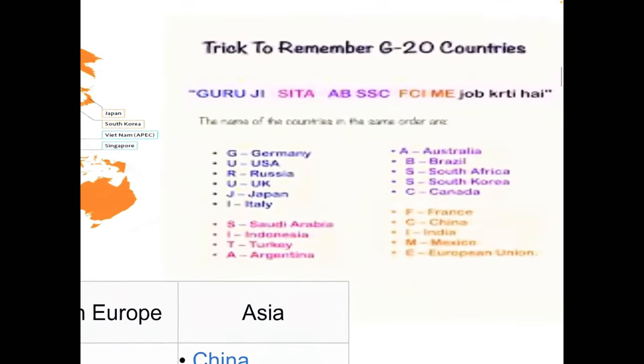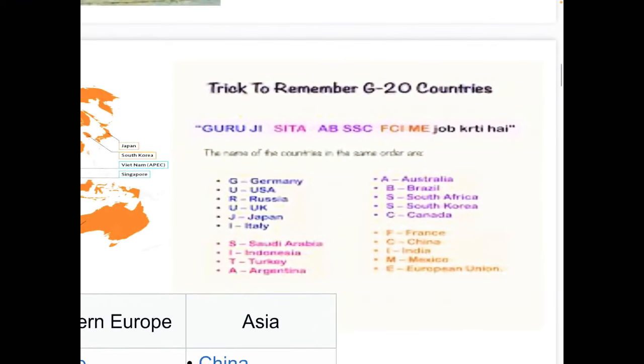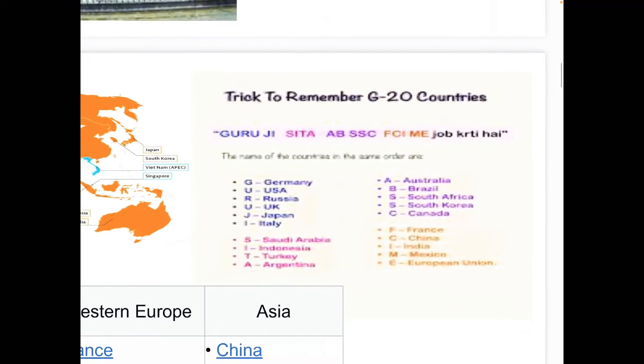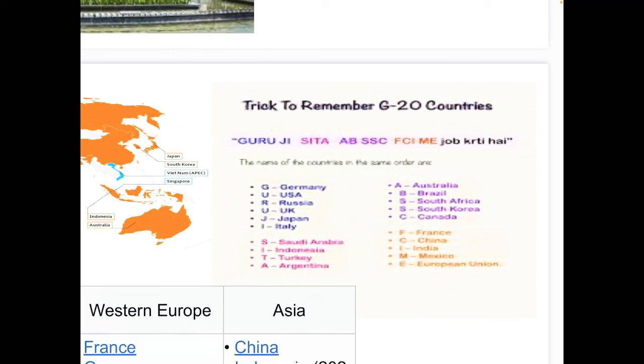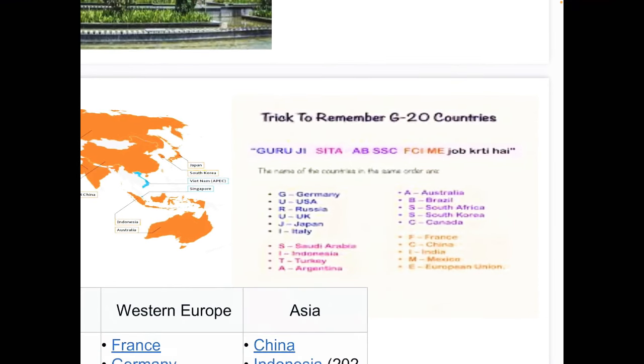The trick to remember these G20 countries is "Guruji Sita aap SSC FCI mein job karti hai." G for Germany, U for USA, R for Russia, U for UK, J for Japan, I for Italy, S for Saudi Arabia, I for Indonesia, T for Turkey, A for Argentina, A again for Australia, B for Brazil, S for South Africa, S again for South Korea, C for Canada, F for France, C for China, I for India, M for Mexico, and E for the European Union.